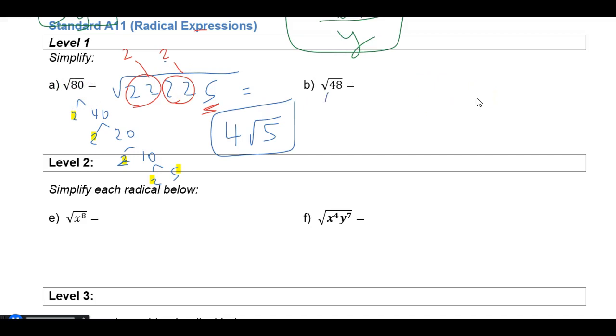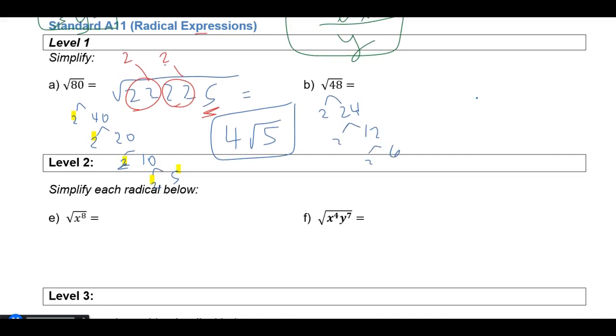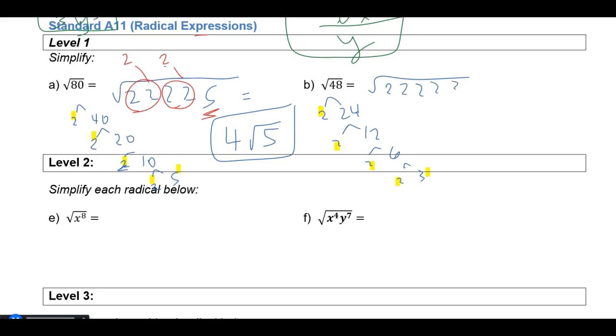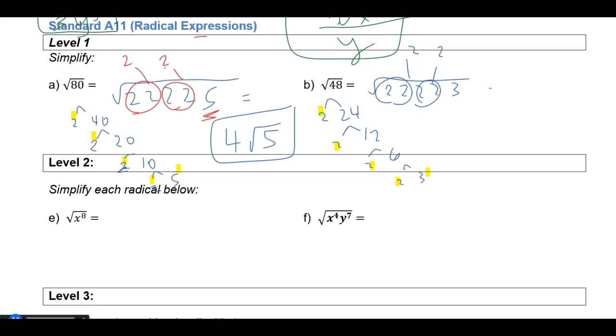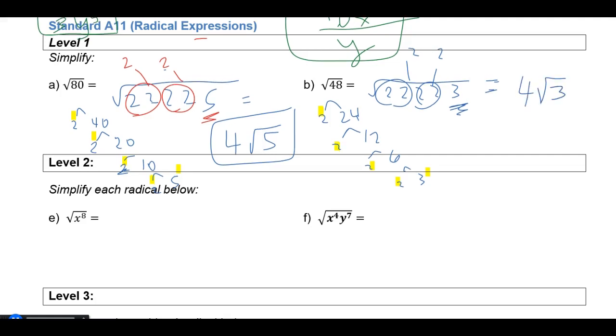Let's try 48. 48. 2 times 24. 24 is 2 times 12. 12 is 2 times 6. And 6 is 2 times 3. So we have a 2, a 2, a 2, a 2, and a 3. Oh my gosh, it's almost the exact same as the previous one, huh? So 1, 2, 3, 4, and a 3. Comes out as a 2, comes out as a 2. We're left with a 3 underneath the radical, has to stay. What broke out of the radical is 2 times 2, which is 4 times the square root of 3.